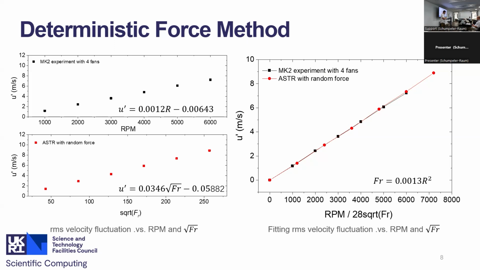So actually there's a simple fitted formula. Basically the FR should be linearly related to the fan speed. So we see the two match quite well. So we can do the simulation of any fan rotating speed in our simulation.